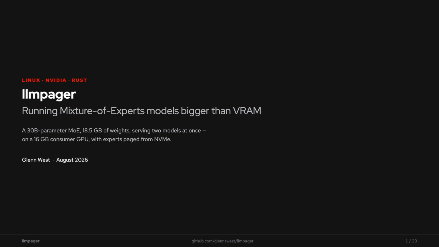Hi, I'm Glenn West. This is LLmpager, a project about running mixture of experts language models that are bigger than your graphics card's memory. We take a 30 billion parameter model with 18.5 gigabytes of weights and run it on a 16 gigabyte consumer GPU. It even serves two models at once, with the experts paged in from disk on demand.